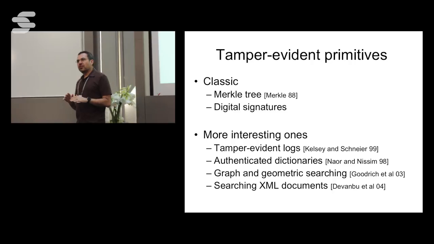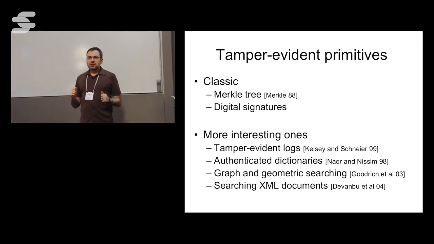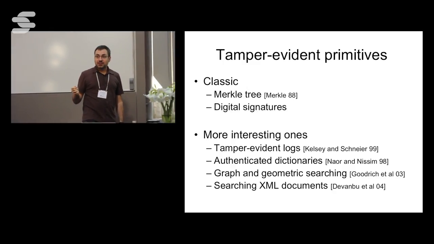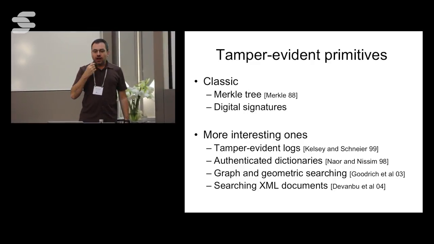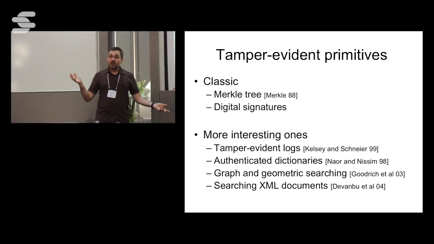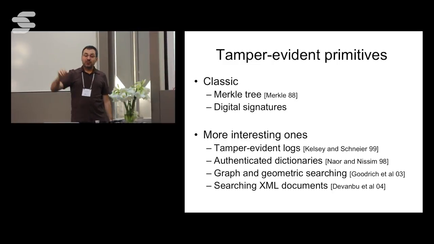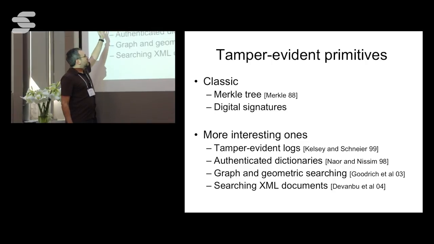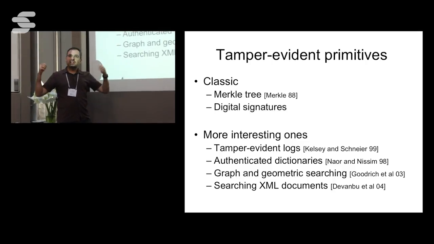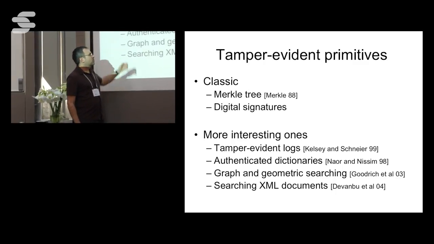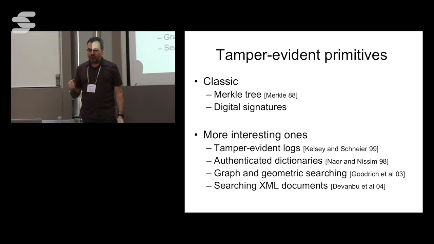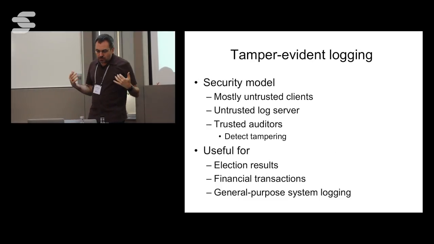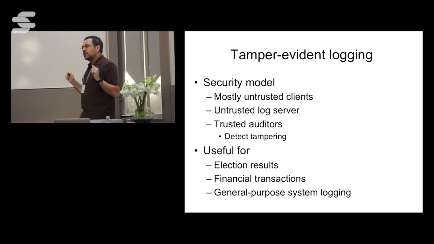People have been publishing designs like this forever. Ralph Merkle did Merkle trees, which are a tree-shaped structure, in 1988. That's, half of you aren't even that old yet. Just kind of sad. I feel old now. Digital signatures have been around forever, and that lets you verify the integrity of a specific object. And there have been a lot of other structures. Kelsey and Schneier built a hash chain, like sort of a linked list. There have been a whole bunch of people building things that are called authenticated dictionaries. Some people have been working on hierarchical documents. But let's focus in on the first one, logging.